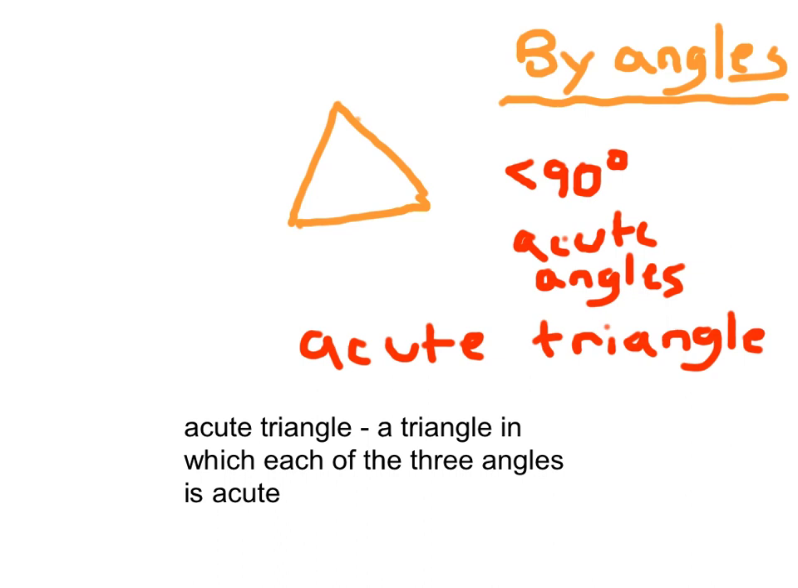So this here is another example of an acute triangle. Each of those angles is acute, or less than 90 degrees. So we're naming that triangle by its angles: acute triangle.